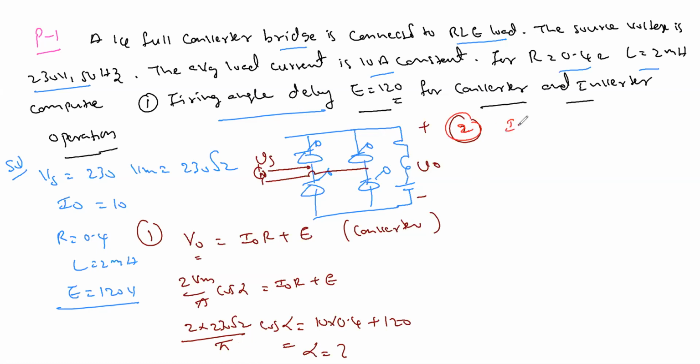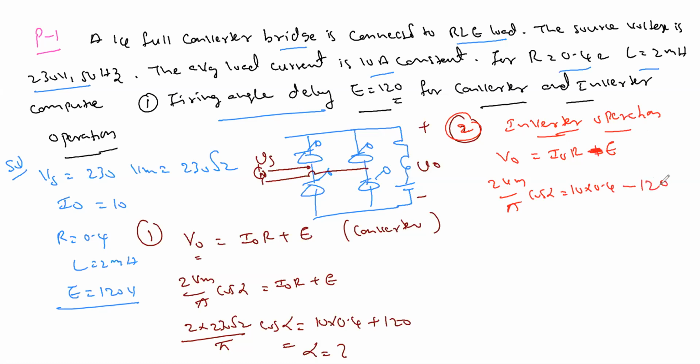Second case में इन्वर्टर ऑपरेशन है. इन्वर्टर ऑपरेशन में क्या है? इक्वेशन तो वही है, I naught R. I told you you have to take this as a minus. So E has to be taken minus. 2Vm by pi cos alpha equals 10 into 0.4. So otherwise you can keep it here itself, minus for inverter gate. That's a critical point. Minus 120. Substitute here now. Find the alpha value. ये वाला alpha less than 90 आना चाहिए, ये वाला alpha greater than 90 आना चाहिए. Okay.